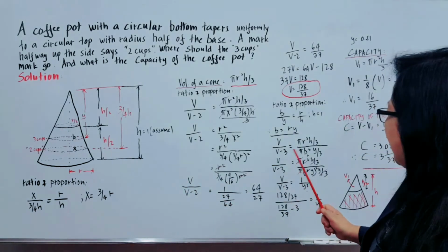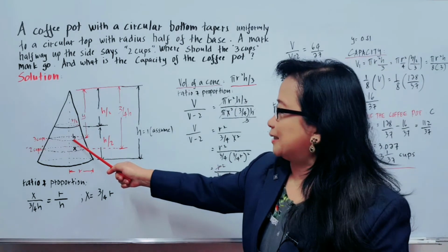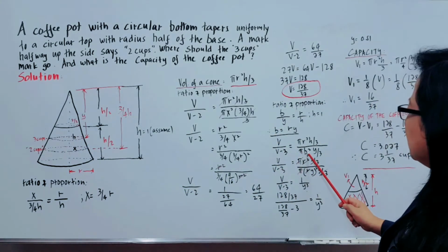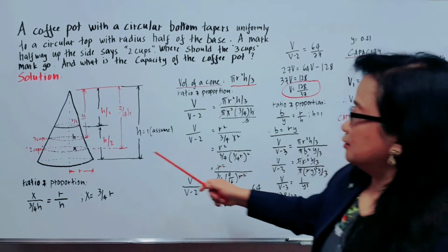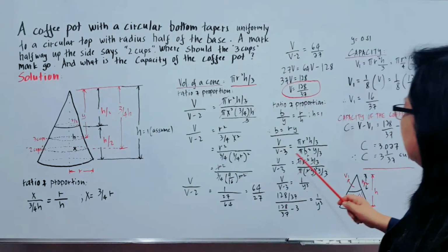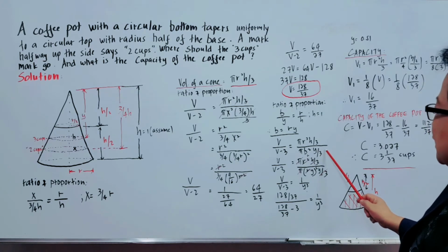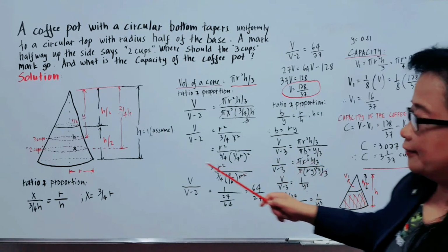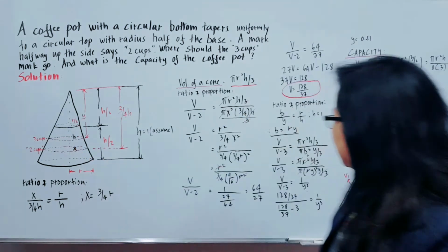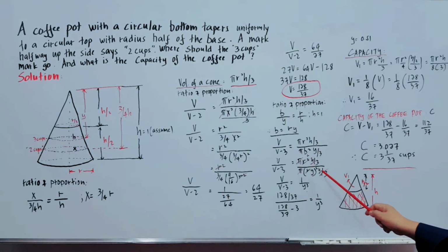the volume is equal to pi times, what is the radius? The radius is b. So, b squared, and the height, which is equal to y. From here to here, it is equal to y. So, pi b squared y over 3. This is where the mark of the 3 cups is. Now, cancelling the like terms.